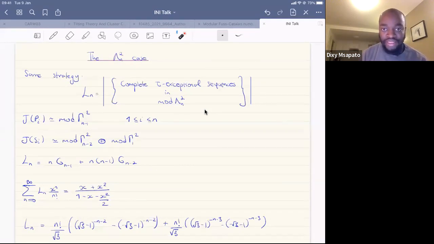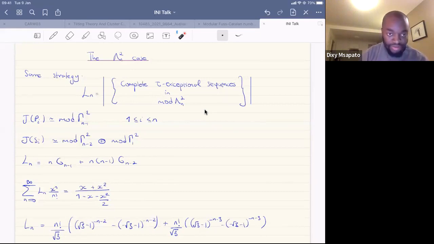Let Ln be the number of complete tau-sufficient sequences in mod Lambda n2. Then, as we saw previously, the key to counting these sequences is to calculate the tau perpendicular categories. And like in the Gamma n2 case, a module in Lambda n2 is either projective or simple. If a projective is simple at vertex i, the tau perpendicular category is equivalent to mod Gamma n minus 1, 2. And if it's a simple module, then it's equivalent to mod Gamma n minus 2, 2 with mod Gamma 1, 2. We already know the number of tau-sufficient sequences for mod Gamma n2.